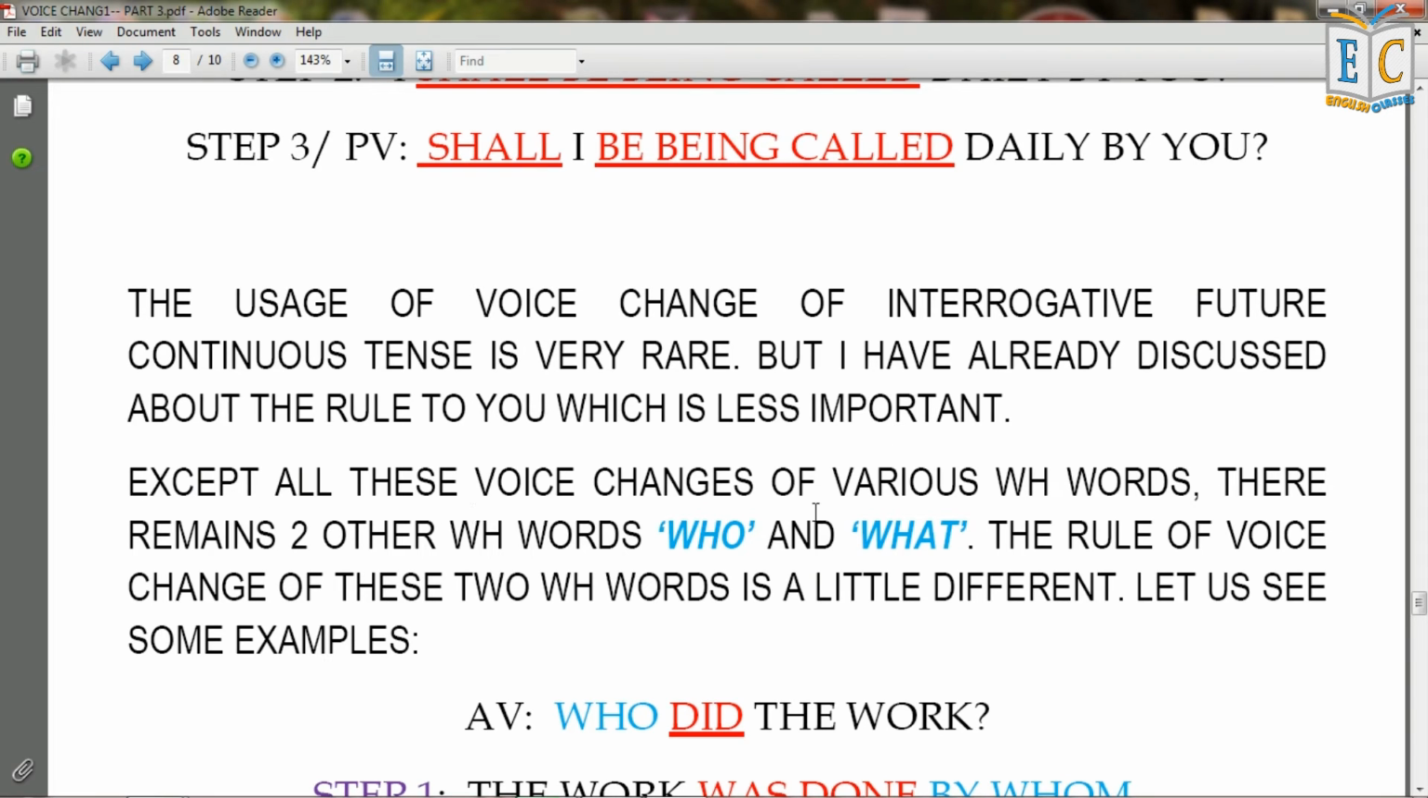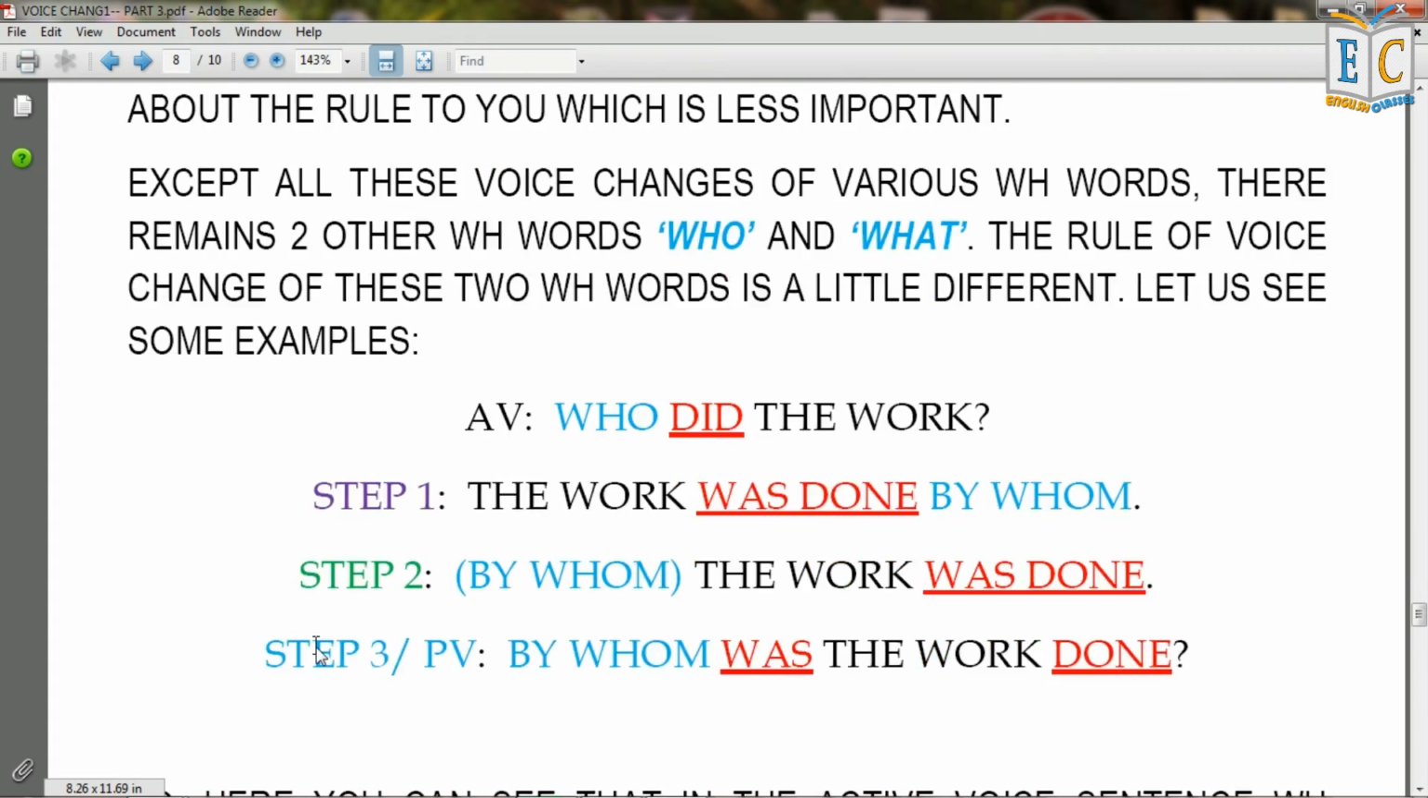Except all these voice changes of various WH words, there remain two other WH words, who and what. The rule of voice change of these two WH words is a little different. Let us see some examples.